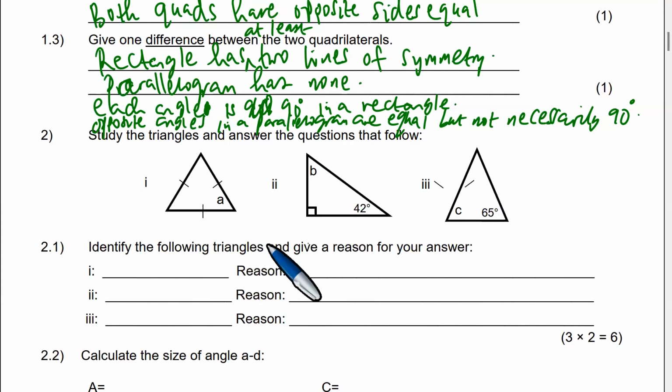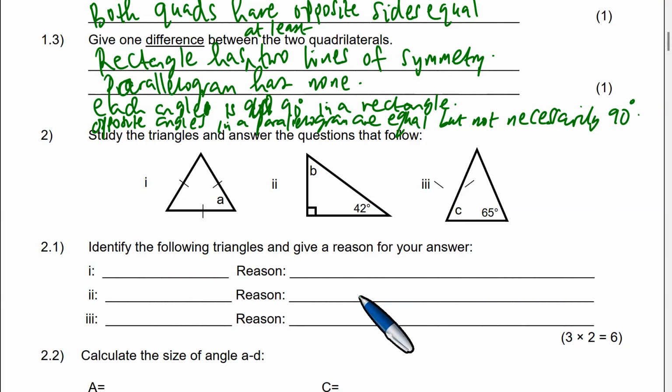Identify the following triangles and give a reason for your answer. Like in 2.1, Roman figure 1, we need to identify the following triangles and give a reason for your answer. Right, what is Roman figure 1, this triangle? What is it? What is the reason as well? What do you think?